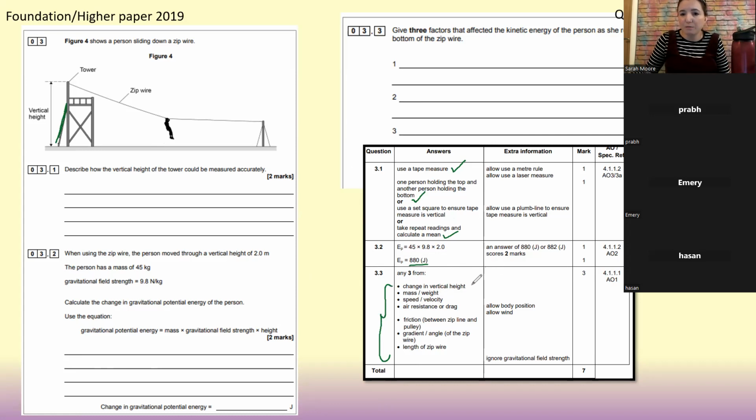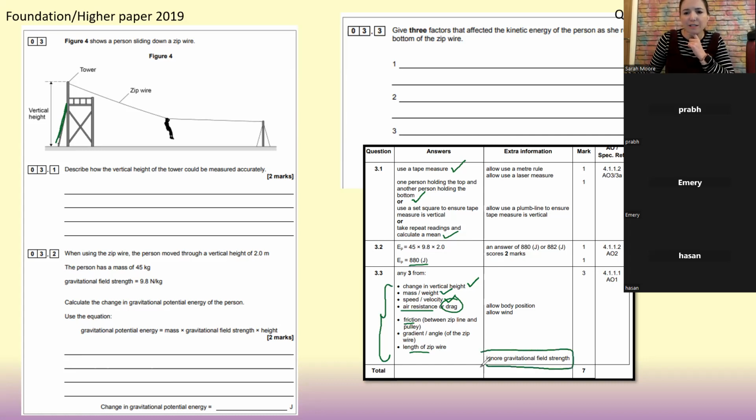So there we could have had height, I suppose. Her mass, mentioned that, speed. Air resistance, you can call air resistance drag as well if you want. I prefer air resistance, but drag's appropriate. Friction. Oh, the gradients are how steep the zip wire is and the length of the zip wire. So there was lots there that we could have dipped into to get our 3 marks.